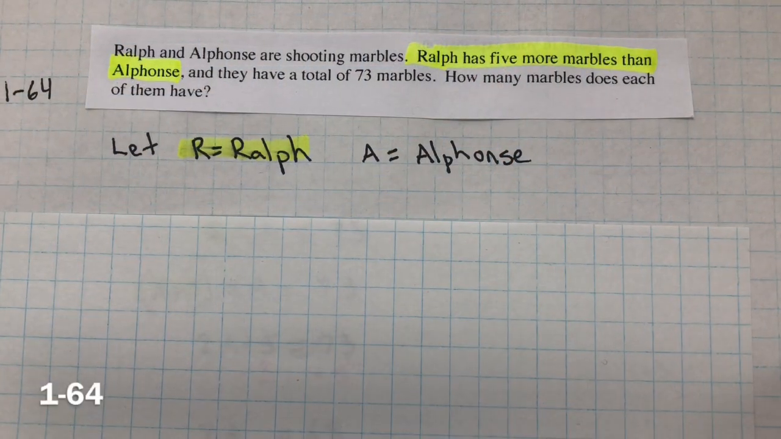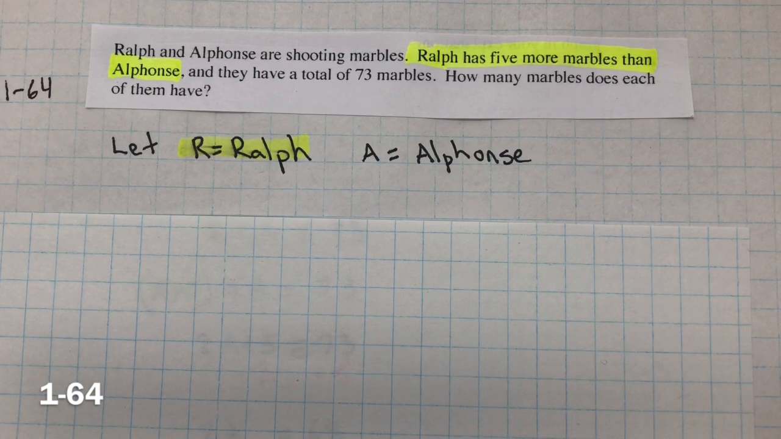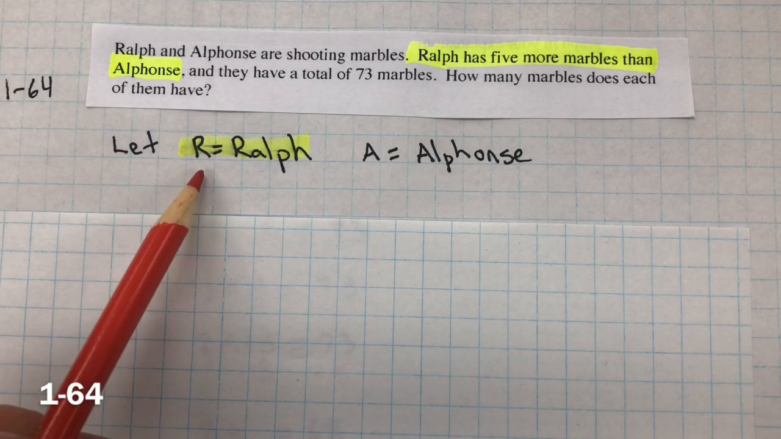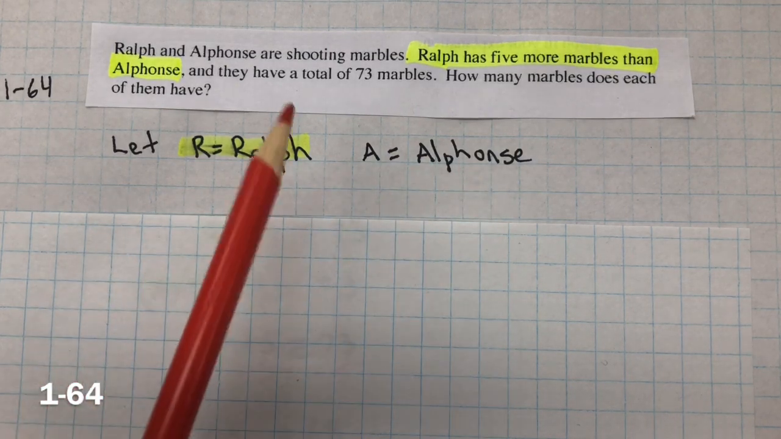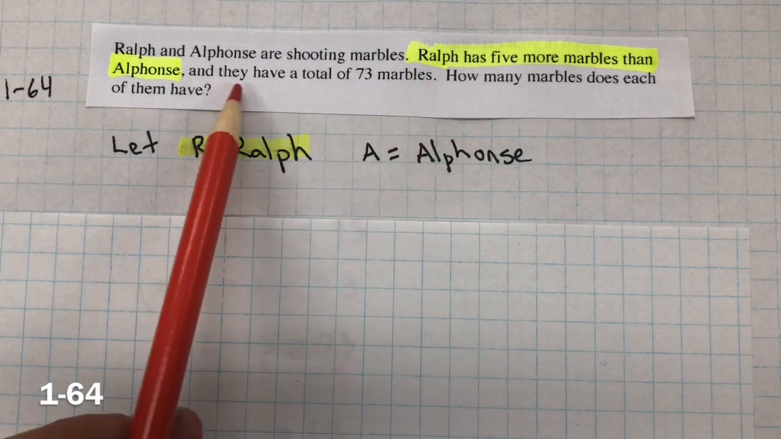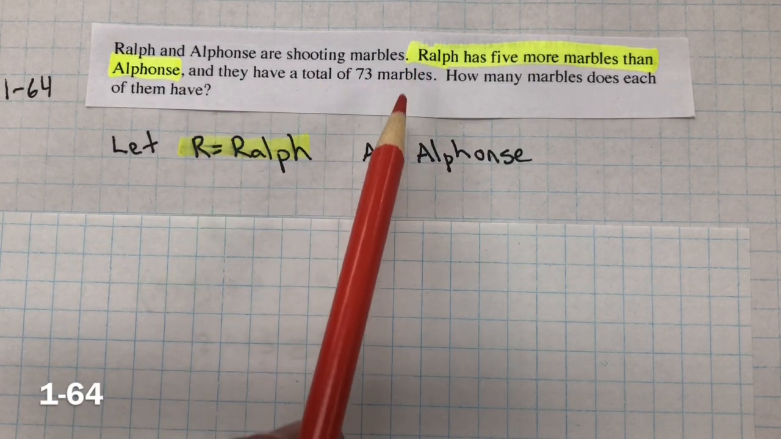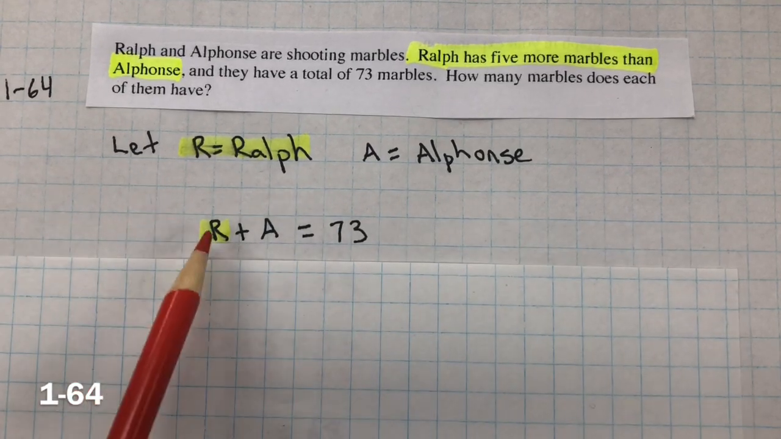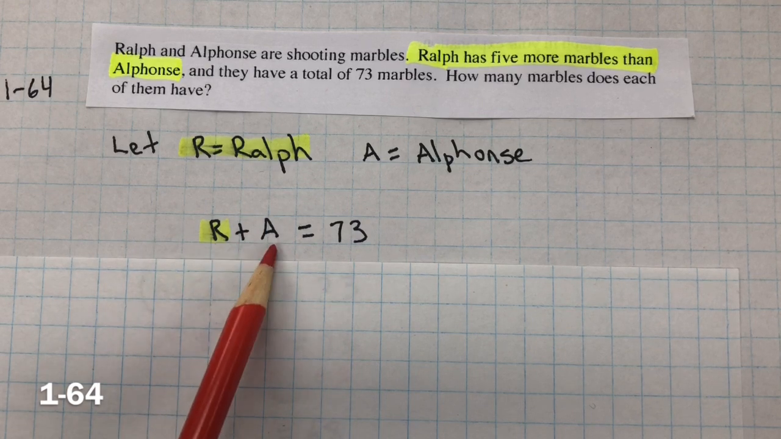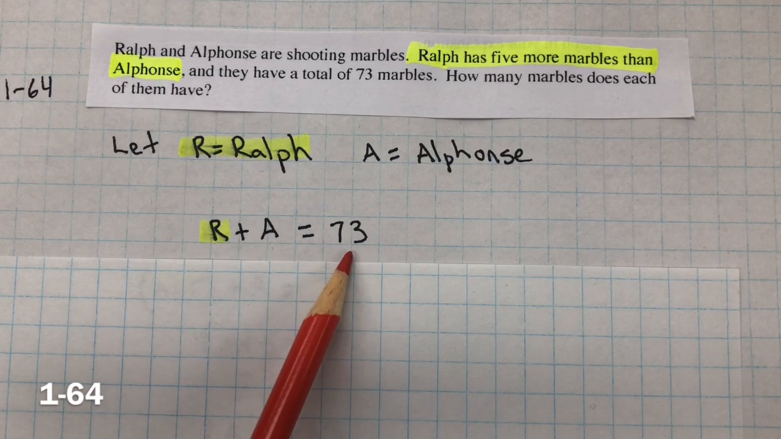For 164, Ralph and Alphonse are shooting marbles. Ralph has 5 more marbles than Alphonse, and they have a total of 73 marbles. How many marbles does each of them have? So let R equal Ralph and A equal Alphonse. And we know here that they have a total of 73 marbles. So we could say that R, Ralph, plus A, Alphonse, equals 73.